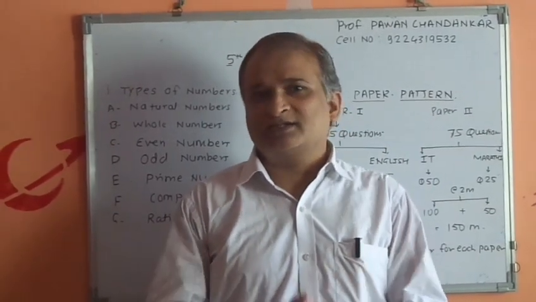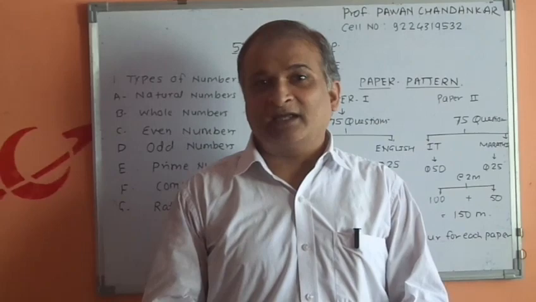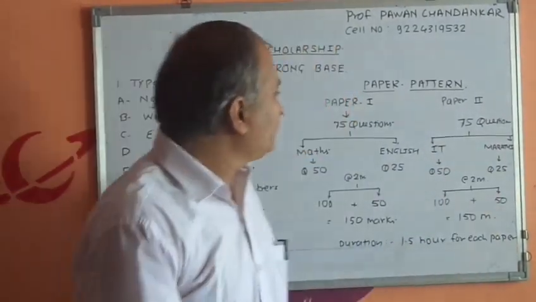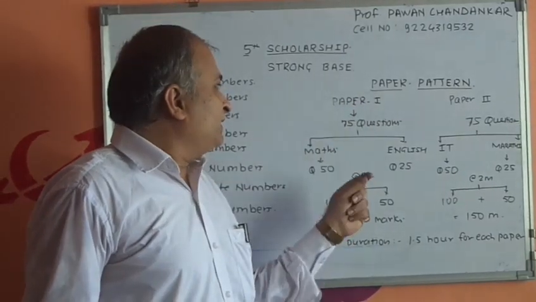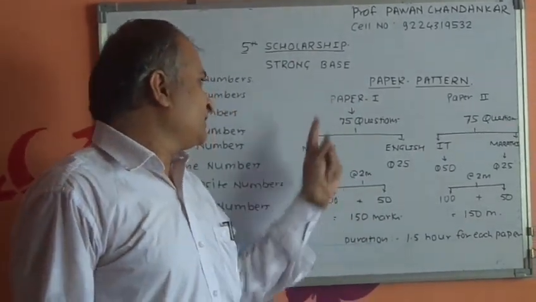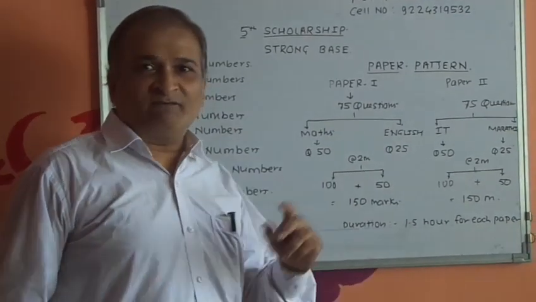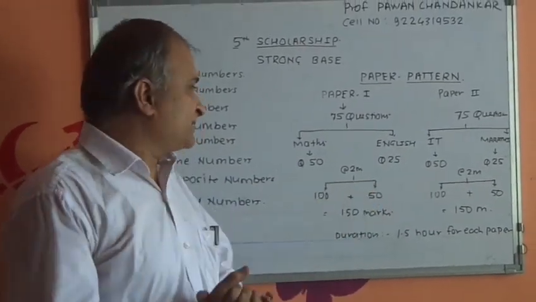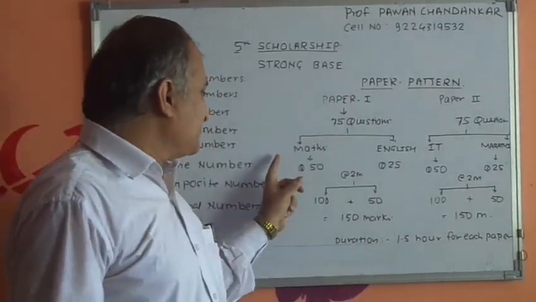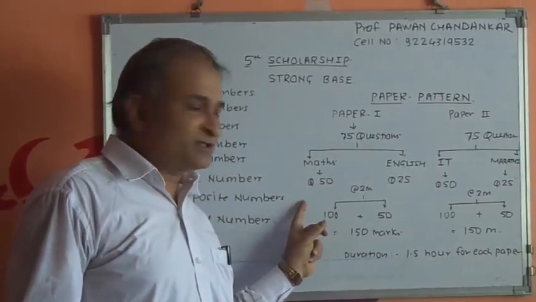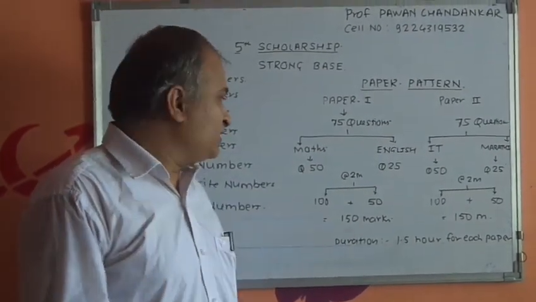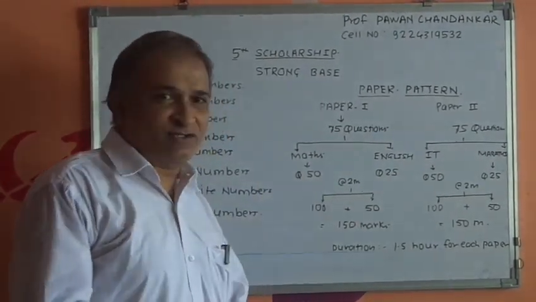Now let's try to understand the paper pattern and the paper in detail. Look at the board. Paper 1. In paper 1 there will be 75 questions, kids. These 75 questions are bifurcated into 2 subjects. In mathematics there will be 50 questions and in English there will be 25 questions. Each question carries 2 marks.